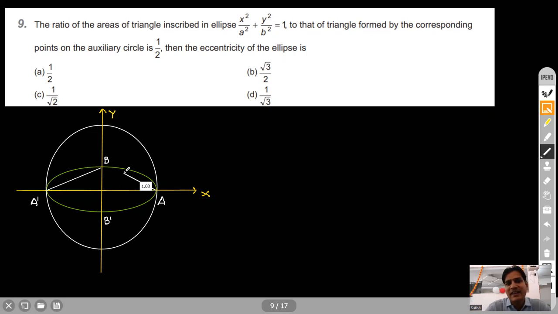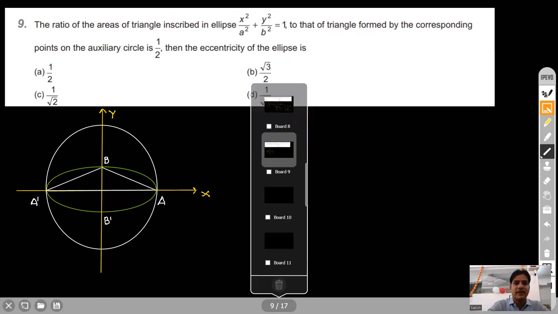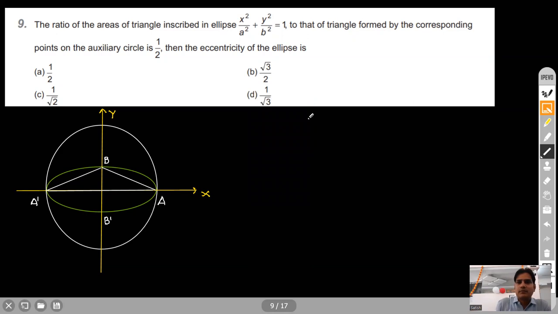Why am I taking this? Because we know the coordinates of these three points. This ellipse is x square upon a square plus y square upon b square is equal to 1. I am assuming this to be a horizontal ellipse. That means the coordinates of this A will be a comma 0. And what will be the coordinates of this A dash? It will be minus a comma 0.